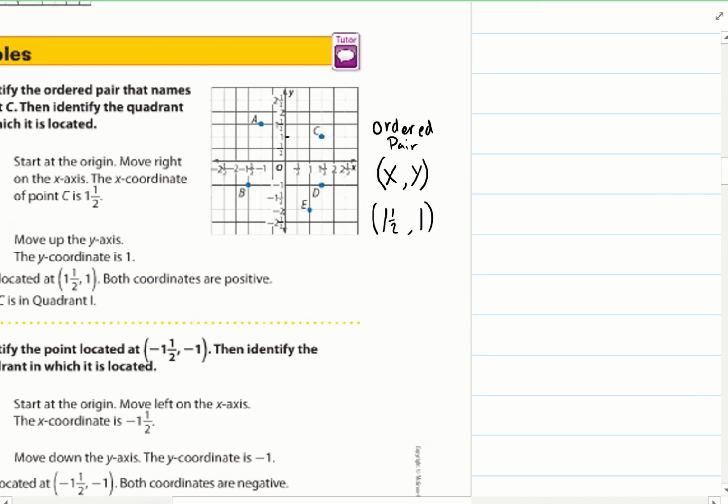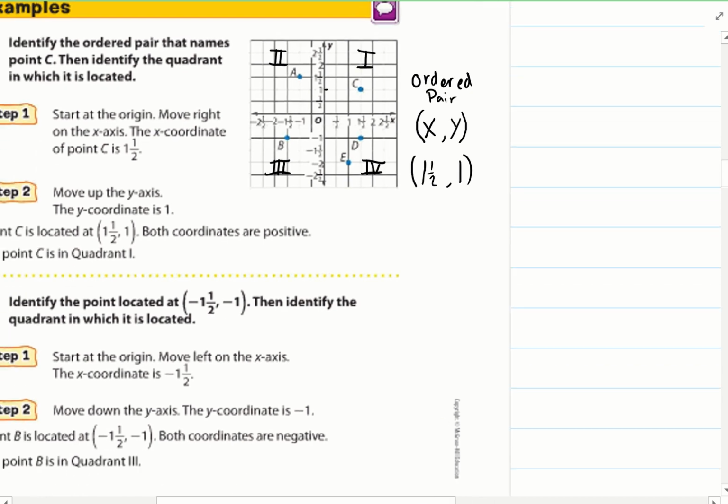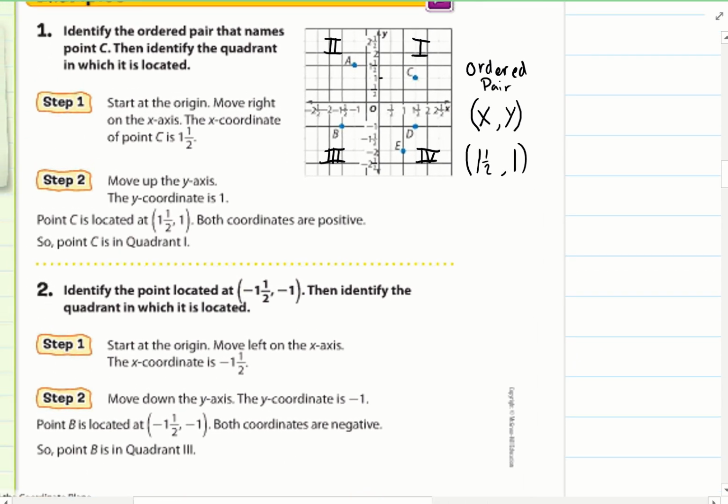The thing about my quadrants is I have to use Roman numerals. So quadrant 1, quadrant 2, quadrant 3, and quadrant 4. Just like that. So yeah, my x coordinate is 1.5, my y is 1, and this is going to be in quadrant 1.